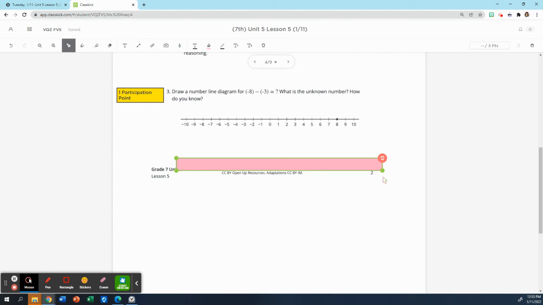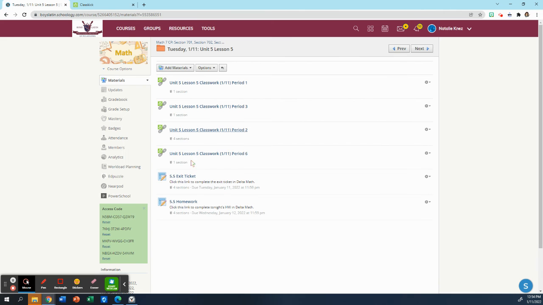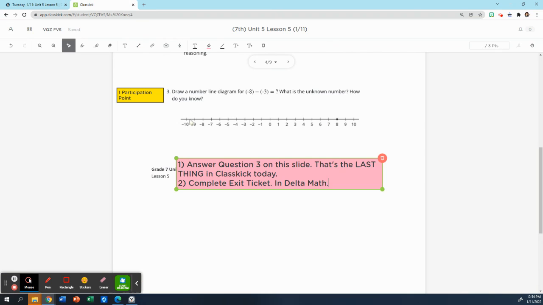Now, we're moving towards the end of classwork today. Here are your directions. First is I want you to answer question 3 on this slide. That's the last thing in class today. Second is I want you to complete the exit ticket. The exit ticket is in Delta Math. It's also linked here in the main folder for today. You can see 5.5 exit ticket.